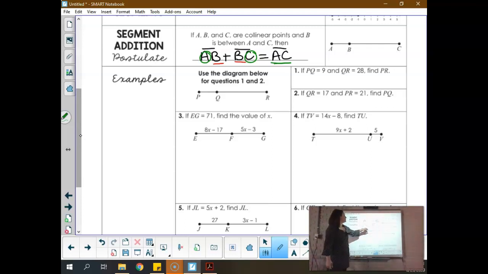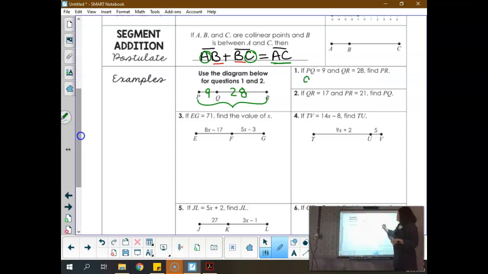So, starting in with the examples, all right? For questions 1 and 2, we're using this picture right here. So for number 1, it says PQ is 9 and QR is 28. Find P to R. So that's the entire thing. It's literally as easy as you're thinking. It is going to be 9 plus 28 equals, and in case you haven't done math in like the last 3 months, it's 37.